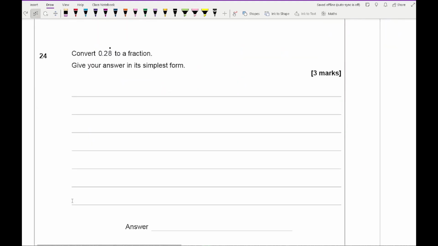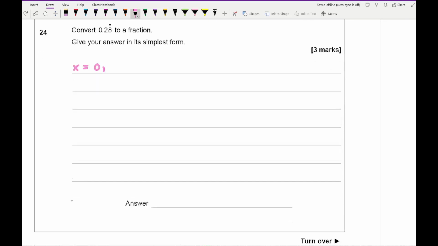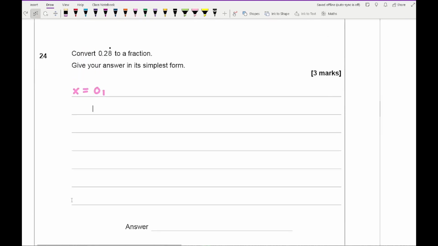Moving on to question 24, it says convert 0.28 recurring to a fraction. Give your answer in its simplest form. So for this, the first thing we want to do is make the decimal number equal to x. Let me just rewrite that again.